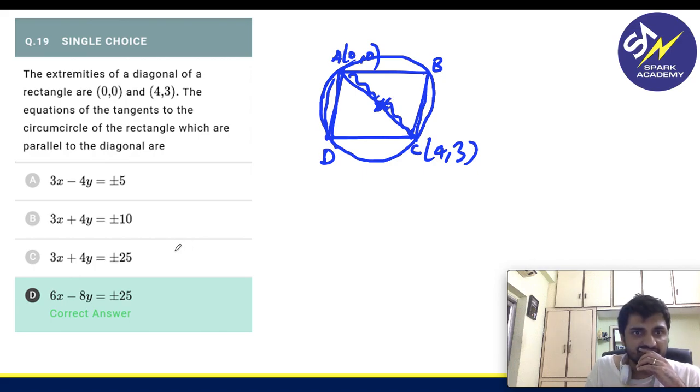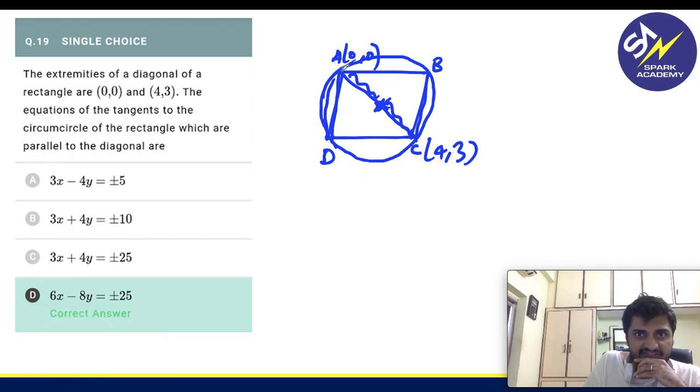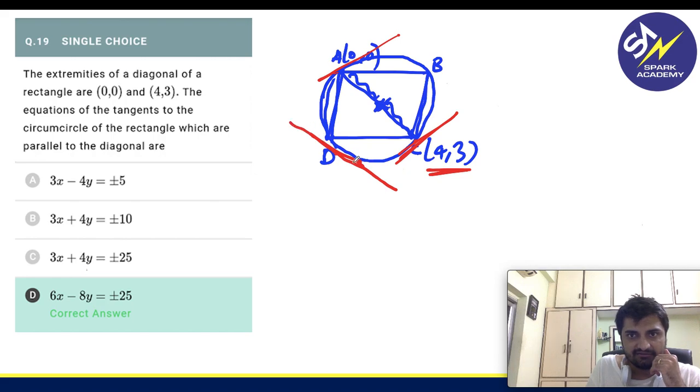Equation of tangent. So what do you need to find out basically? One tangent is through this, the other tangent is through this. So basically what should happen? (4, 3) and (0, 0), or you can also call it this. So perpendicular, right? So I need to know what point it is passing through, right? So this is the figure basically. All these are tangents, but I need a tangent which is parallel to the diagonal.